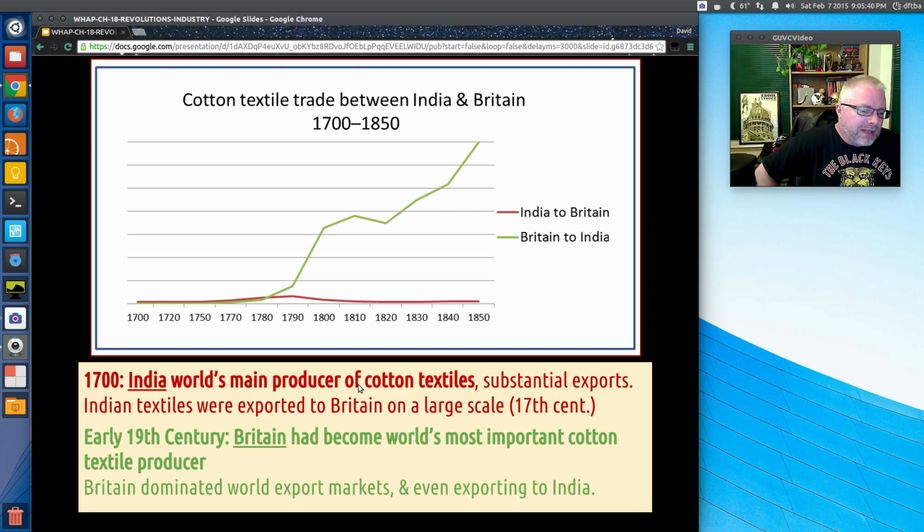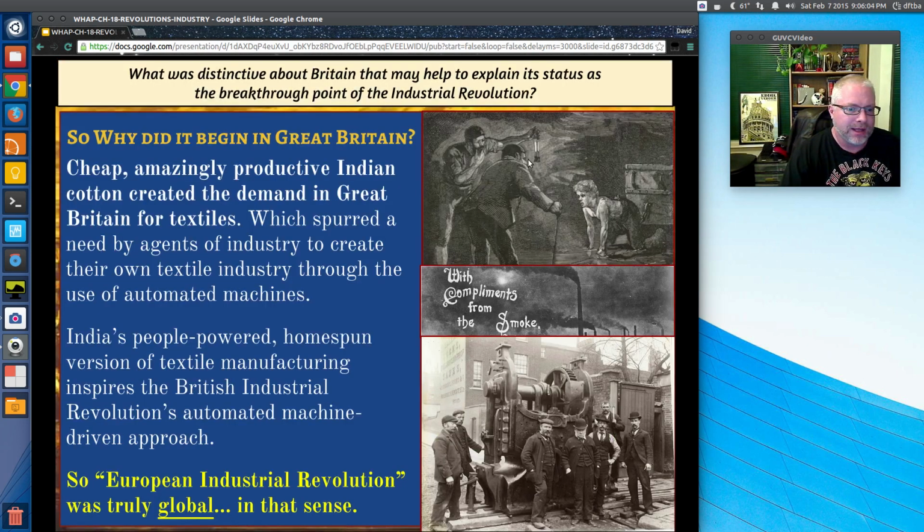But in the early 19th century, and you can see the graphic here just take off, boom, Great Britain is just pulling away, and they're pulling away by a mile. Britain dominates the world markets and even starts to export to India. And this changes the game, and we'll later talk about the fact that Great Britain is in India, and the colonization that will happen there.